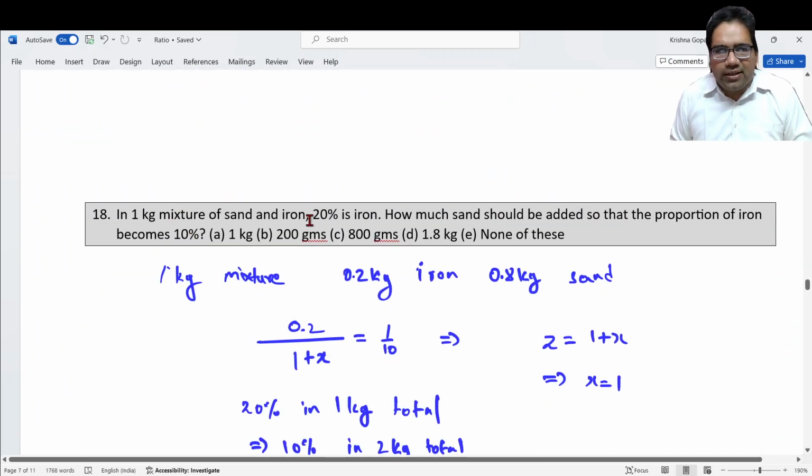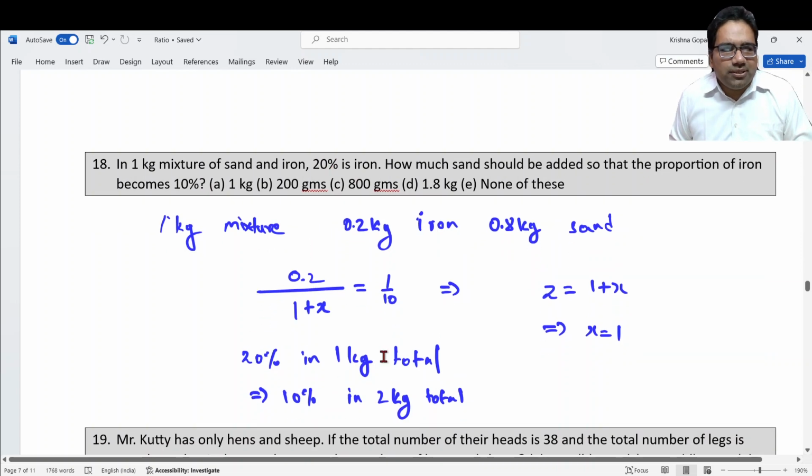1 kg mixture of sand and iron, 20% is iron. In 1 kg mixture, 20% is iron. How much sand should be added so that the proportion of iron becomes 10%? Simple. In some mixture, 20% is iron. Right, iron is not changing. And if it has to become something else, then the total should become double. Right, simple. 20% in 1 kg total. If it has to become 10%, then this total should become 2 kgs. Right. This is an easy problem.